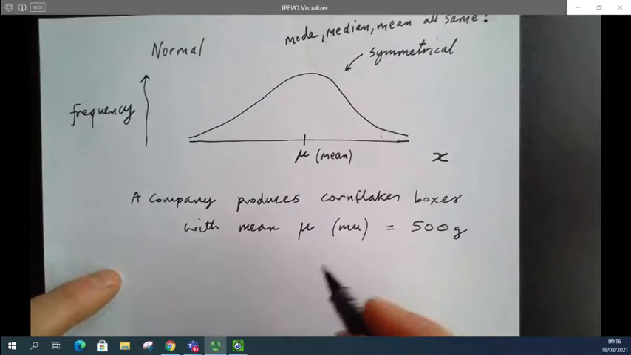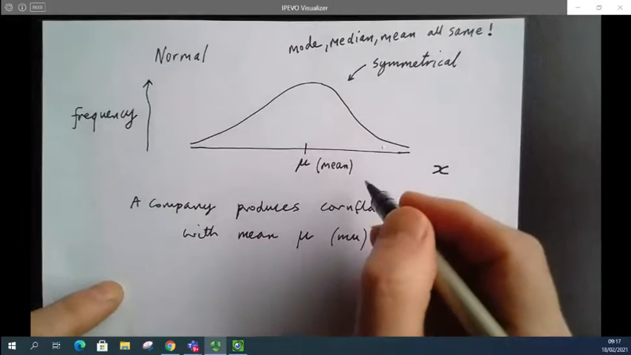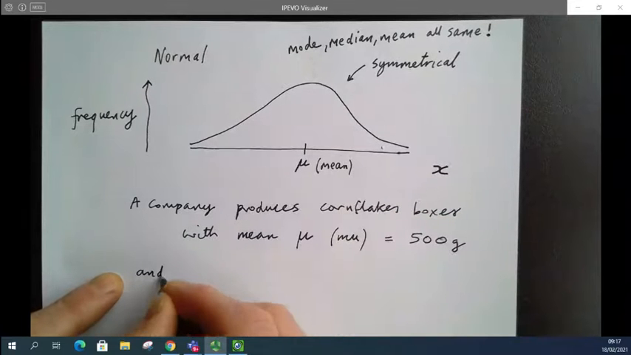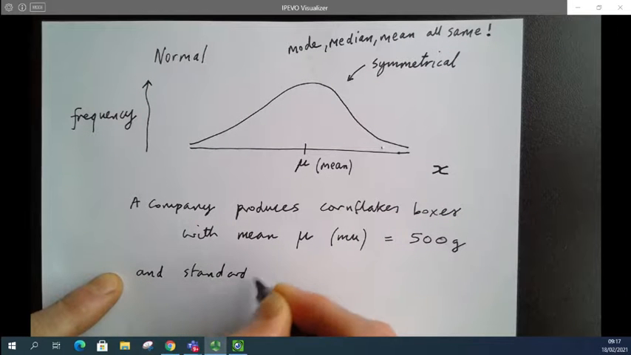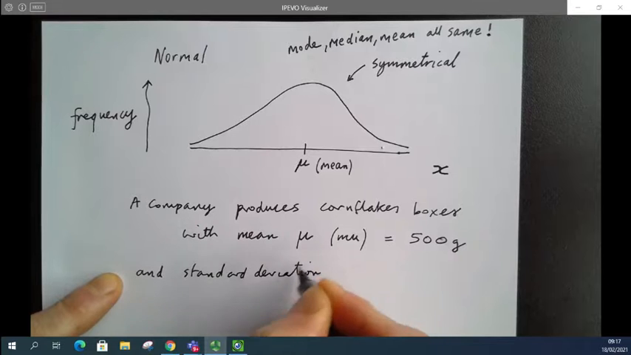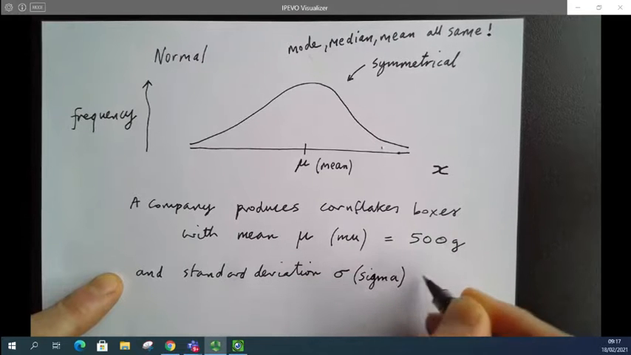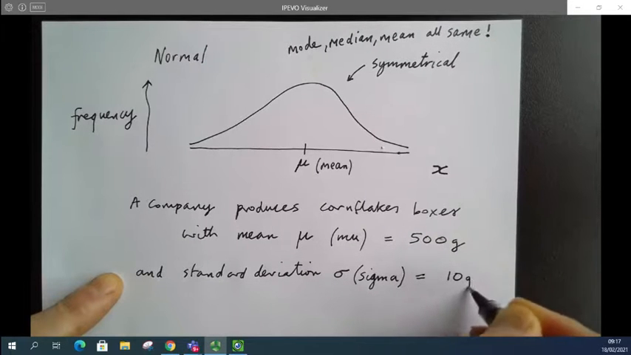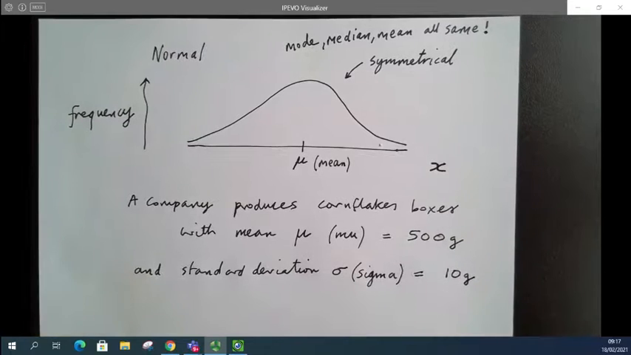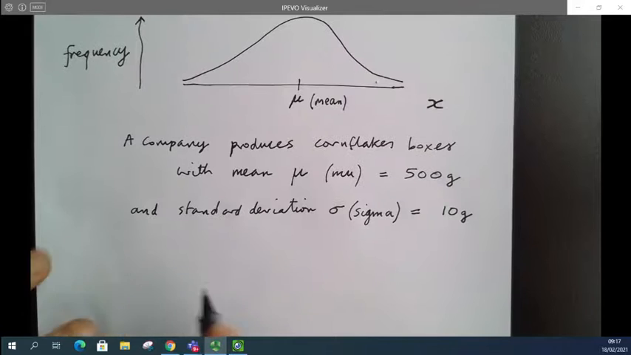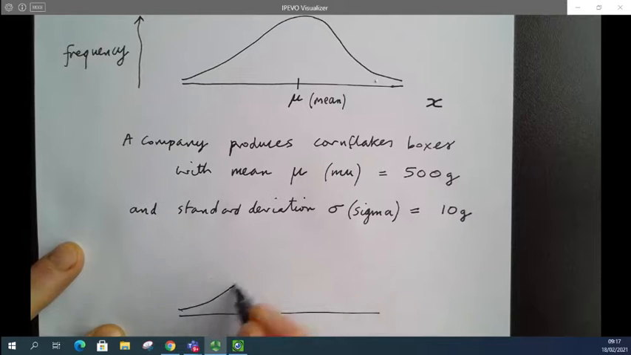Actually, the really crucial pieces of information for a normal distribution are the mean and the standard deviation. So we need to know what that is. I'm going to write standard deviation. I'm going to call it sigma, another Greek letter. And I'm going to say in this example, it's 10 grams. Now this brings some variation into the manufacturing process. Their machines don't get every box exactly 500 grams. There's some variation. Now, how much variation, if it's normally distributed, we will know exactly.